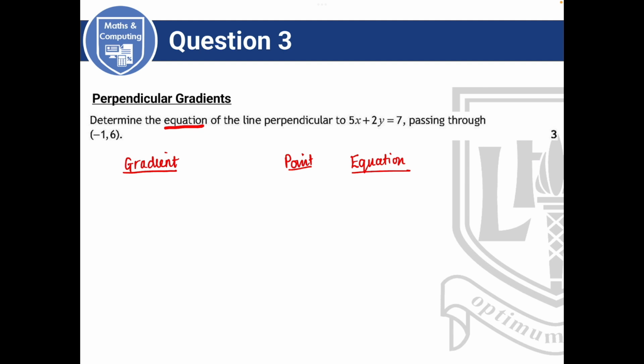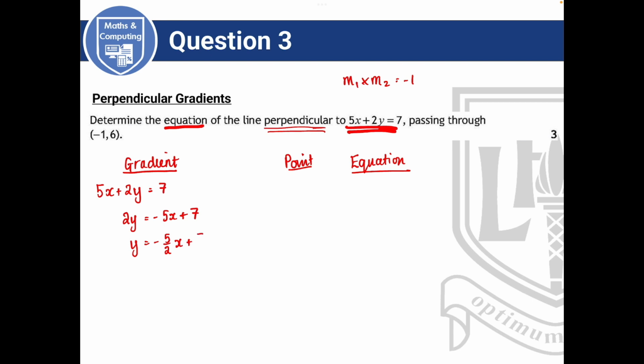Well, what we know so far is that the gradients are perpendicular. And if we remember, if two gradients are perpendicular, it means when we multiply them together, we're going to get -1, okay? So I want to rearrange this function here into the form y equals mx plus c. Really important that it is in that form, because that is going to let you find out what the gradient of this expression here is, okay? So in this straight line, the gradient was -5/2, okay?